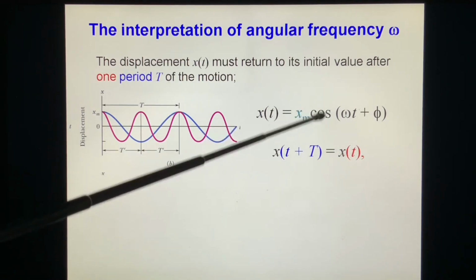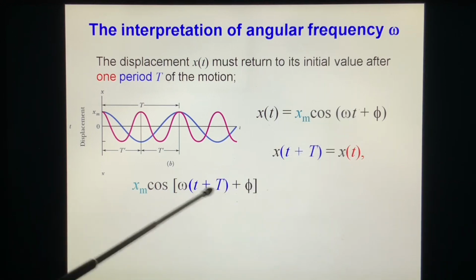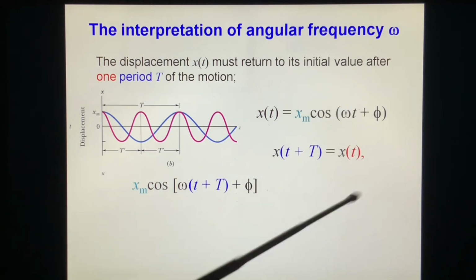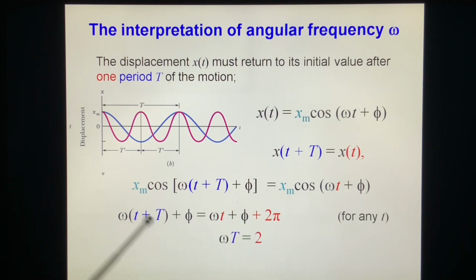We put this into x and get xm cosine omega (t plus period T) plus phi equal to xm cosine omega t plus phi. This t could be any time, not particular. Then we compare these two equations. xm cancels out, so the phase omega (t plus T) plus phi must equal omega t plus phi plus 2 n pi. We take n equal to 1 because it's the shortest time. So we cancel out phi and get omega T equal to 2 pi.